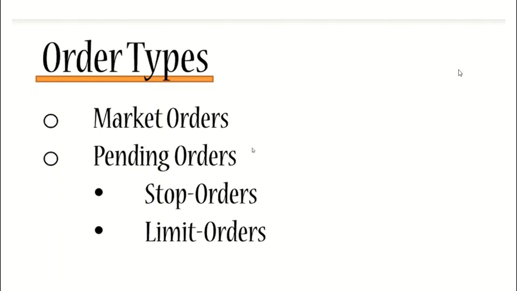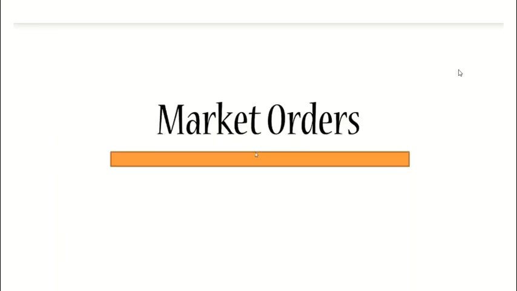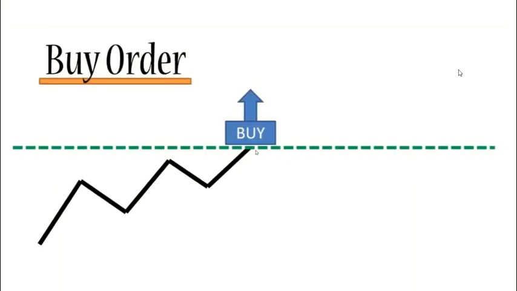Let's talk about market orders. On our previous tutorial, when we started this course, we talked about the bulls and the bears, the buyers and the sellers. So in this case, we have the buy order, which is the instant execution.